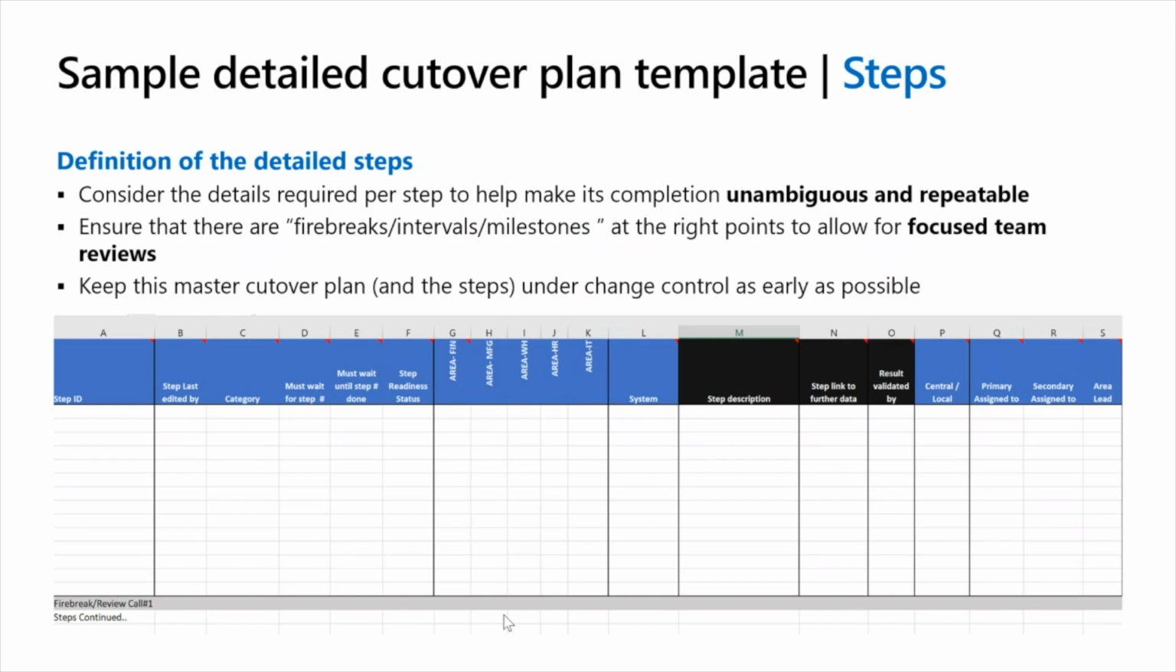I'll go through all the columns. Essentially this is the subset of the columns that we say you should be thinking about having for every single step, for the definition of the step itself. What is the step? What is it dependent on? What area is it in? Who's assigned this step? What is the status of the step? Who is the backup that could execute this step?